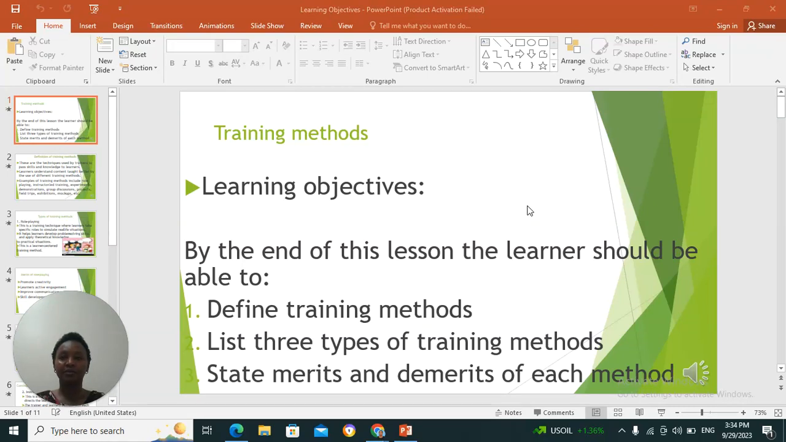Good evening, learners. Today we are going to learn about training methods. The learning objectives that we want to achieve today are for you learners to be able to define training methods. Number 2, to list the types of training methods. Number 3 is to state the merits and demerits of each training method.